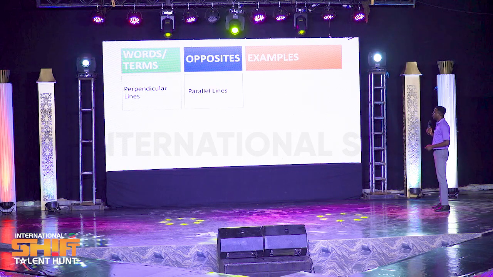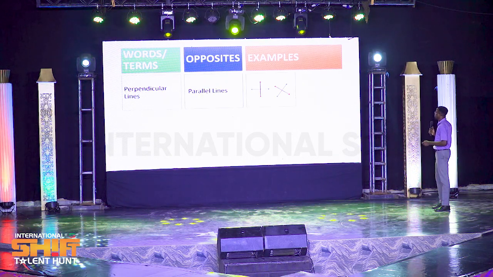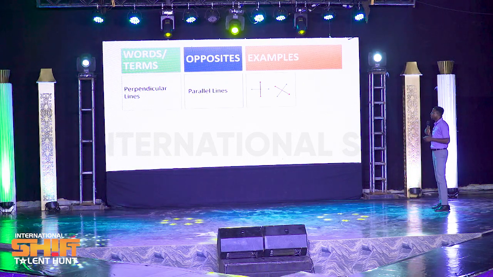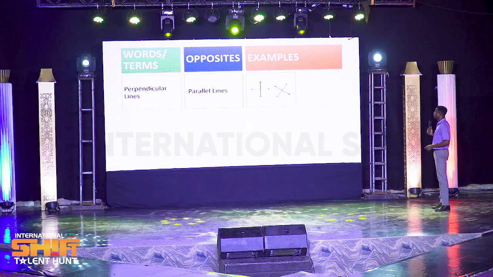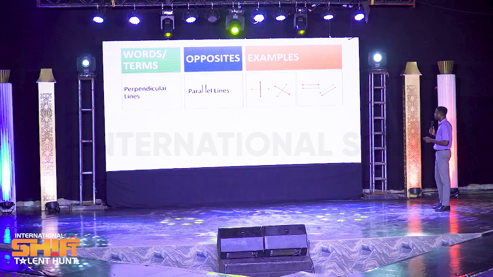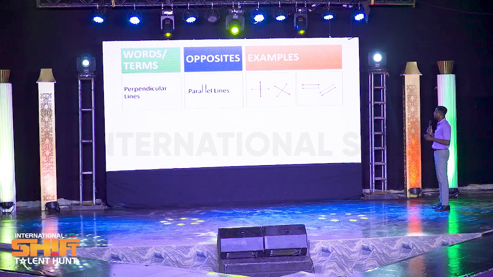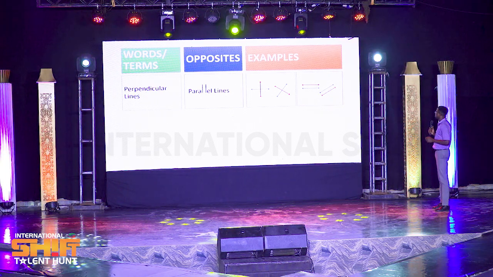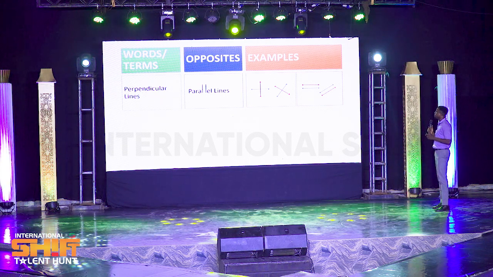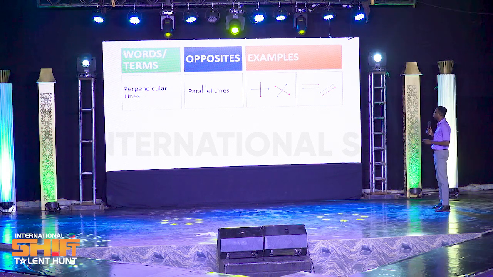Perpendicular lines. The opposite of perpendicular lines are parallel lines. This is an example of perpendicular lines. Perpendicular lines are lines that when they cross each other, they form 90 degrees. Here we have parallel lines. Parallel lines are lines that travel in the same direction without meeting each other. Another way to remember how parallel lines look is to consider the double L in the spelling of parallel.